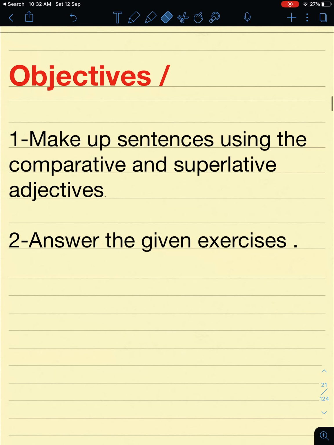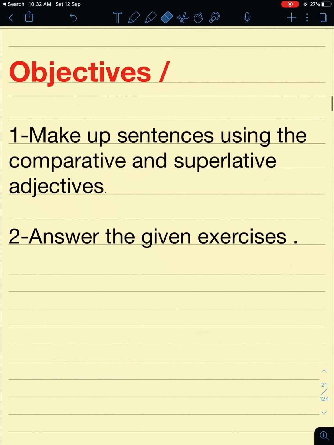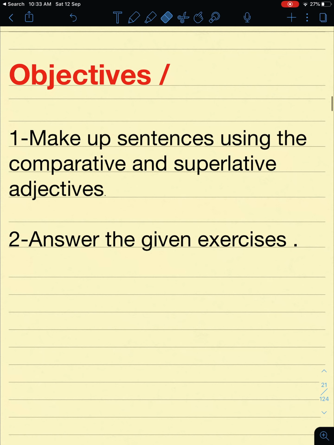I promise you that this lesson will be very easy. هذا الدرس بيكون جدا سهل. Let's take a look at the objectives. The first objective, we should make up sentences using the comparative and superlative adjectives. The second objective, we should answer the given exercises. Before I start, I'd like to say that this lesson will be divided into 2 parts. هذا الدرس راح أقسمه إلى قسمين. So these are the objectives regarding the first part of the lesson.